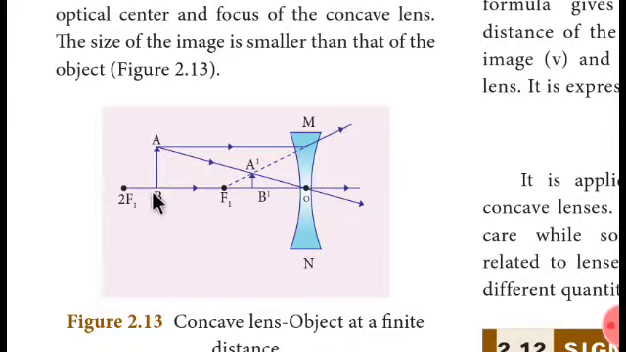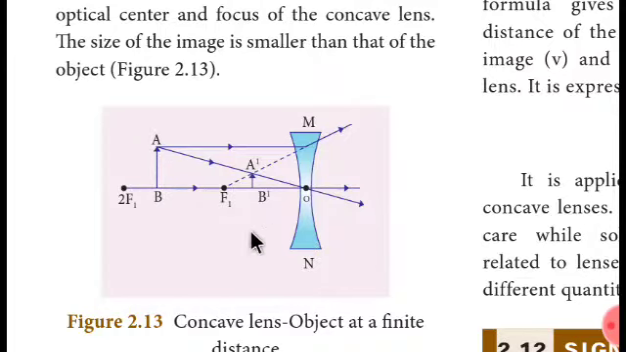As you can see, this is the object which is kept at a finite distance before 2f. 2f is the center of curvature, f is the focus, and O is the optical center. And here the object is kept in between the center of curvature and focus. And it is a finite distance, right?